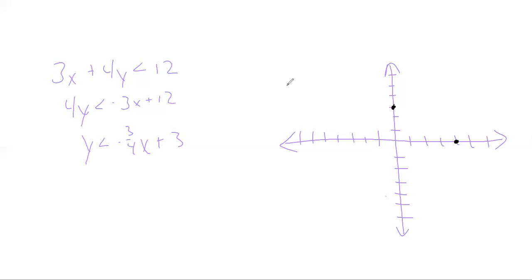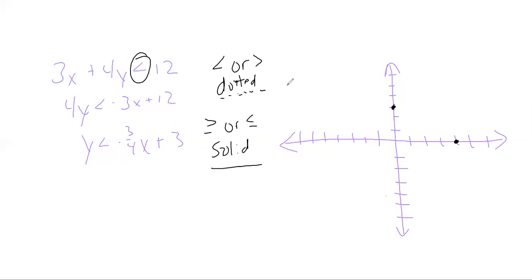Now, before I draw the line, I got to look at it. If it's this or this, it's dotted every time. Okay? If it has greater than or equal to or less than or equal to, then it's solid. The line's dotted here like that. The line's solid here like that. Well, this one, obviously, it's dotted.